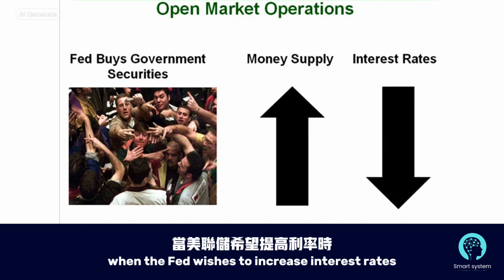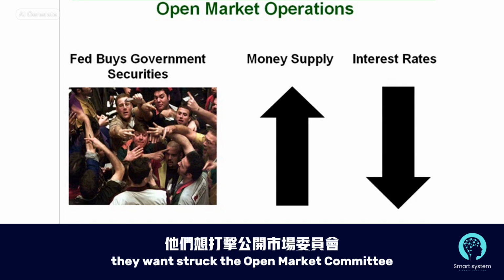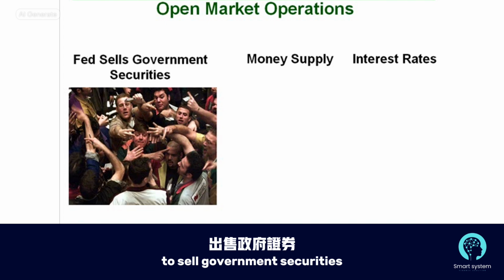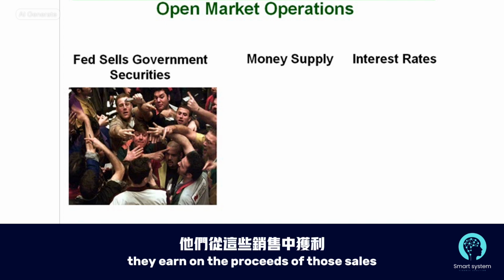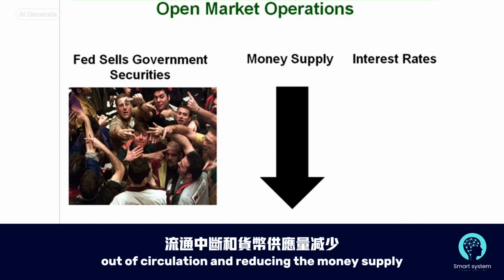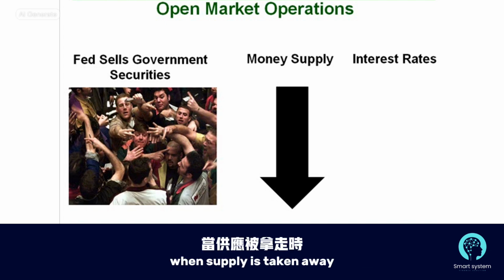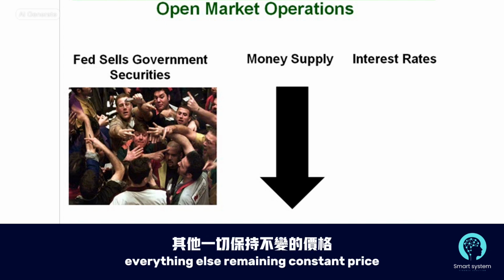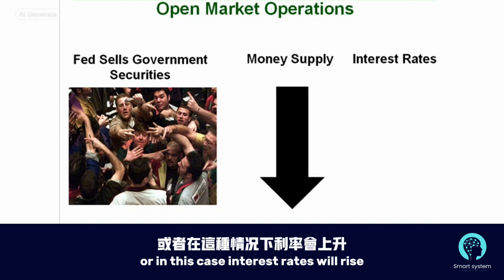Conversely, when the Fed wishes to increase interest rates, they instruct the Open Market Committee to sell government securities, thereby taking the money they earn on the proceeds of those sales out of circulation and reducing the money supply. When supply is taken away, everything else remaining constant, price, or in this case interest rates, will rise.